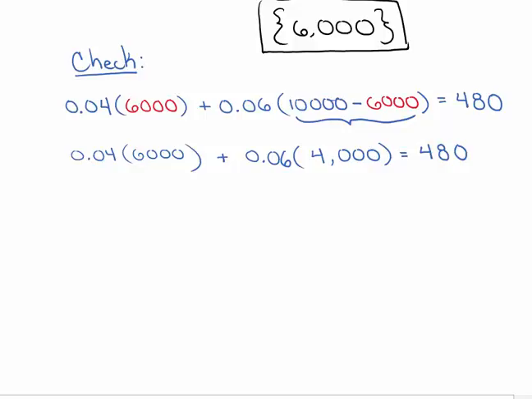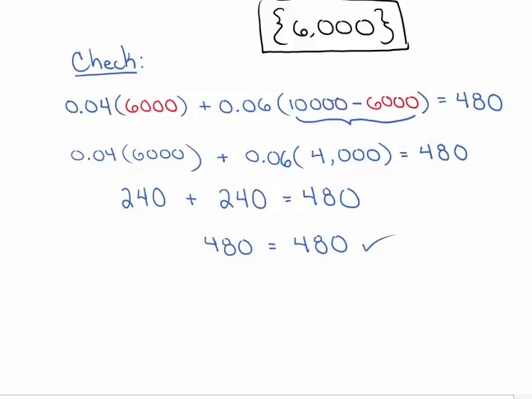So now I can multiply this out. 0.04 times 6,000 is 240. 0.06 times 4,000 is 240. And we're trying to see if this is actually equal to 480. So 240 plus 240 is equal to 480. So therefore, our solution checks out. The solution to this equation is actually 6,000.